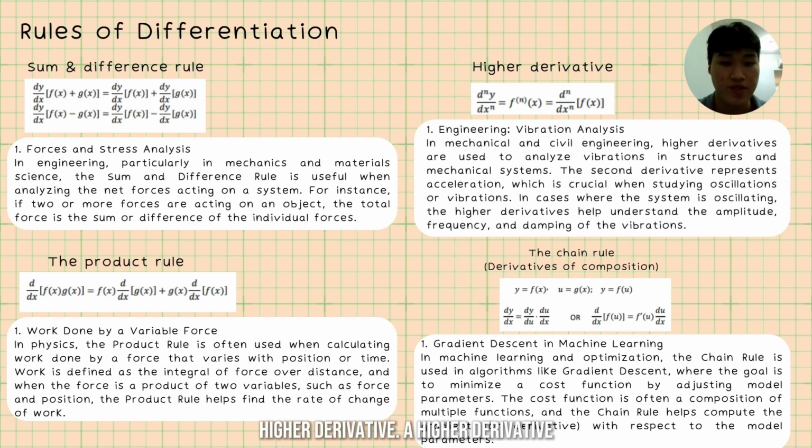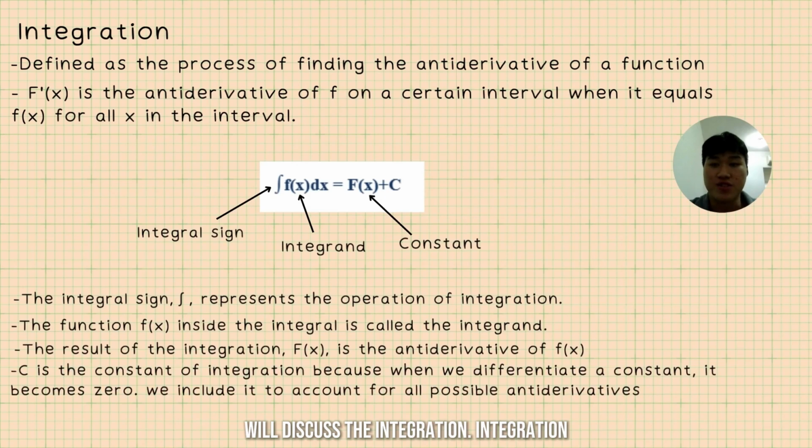After that, we have higher derivatives. Higher derivatives are used to analyze vibration in structures and mechanical systems. Last, we have the chain rule. It can be used in algorithms like gradient descent. Now I will discuss integration.